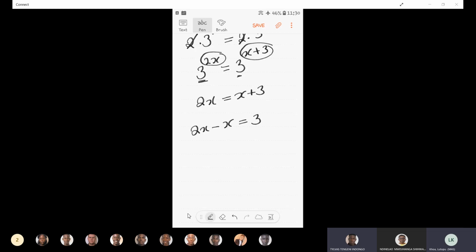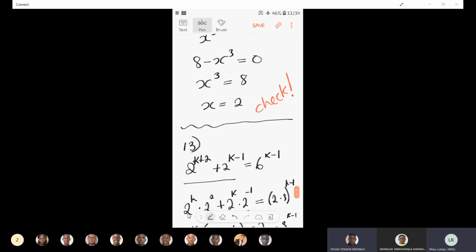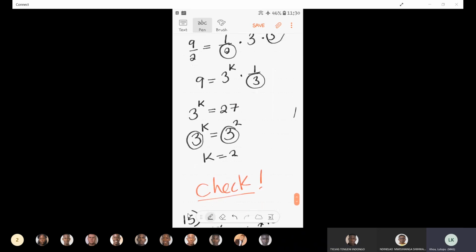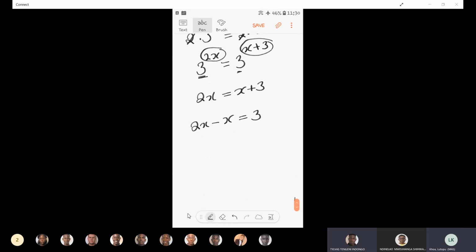K is supposed to be 3, from the previous question. K is supposed to be equal to 3. Yes, here, because it's 3 there. Okay. And then here what we do, we have x is equal to 3. So what you do, again, check your solutions, make sure it does satisfy the given question.